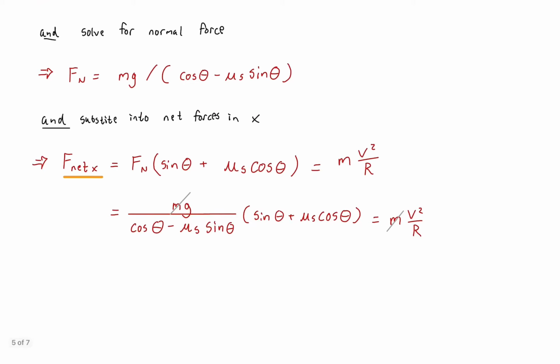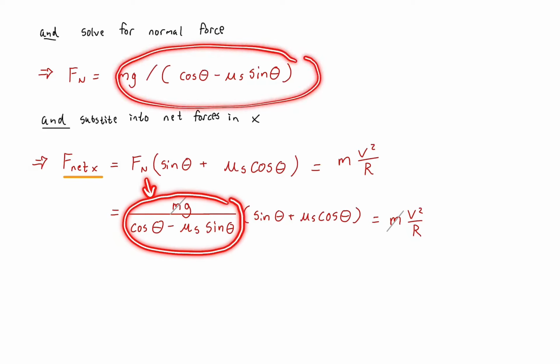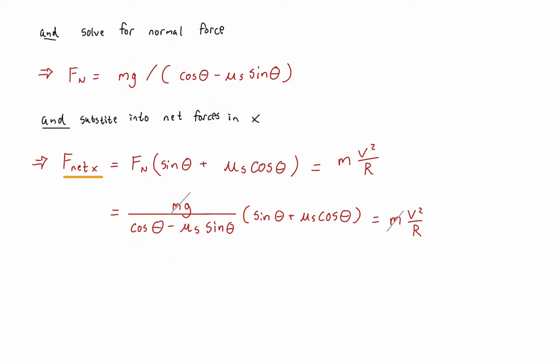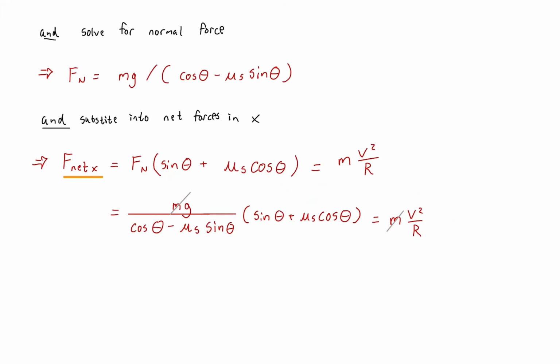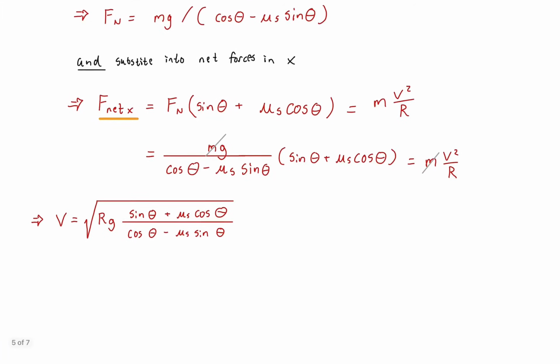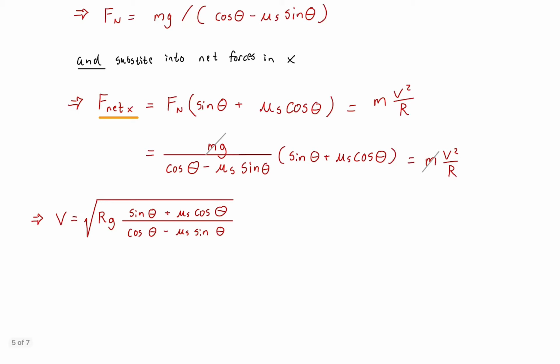Then I'm going to do the substitution. I'm going to replace Fn with what we know it is from the sum of forces in the y direction. That's just this, see? And since we factored out the sine theta plus mu s cosine theta, they're still there, okay? Then we look at this whole expression, and we cancel out the m from both sides, and then we just solve for v. And we're done, okay? We know the angle, and we know mu sub s, and we certainly know the radius of the turn and gravity. We have isolated v and solved for it, all right?